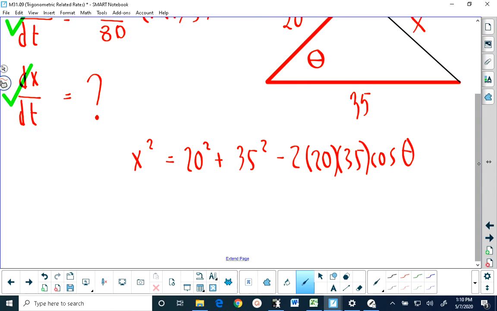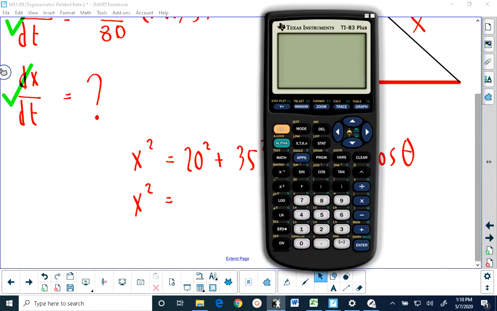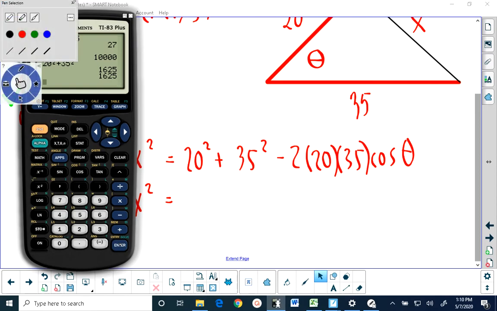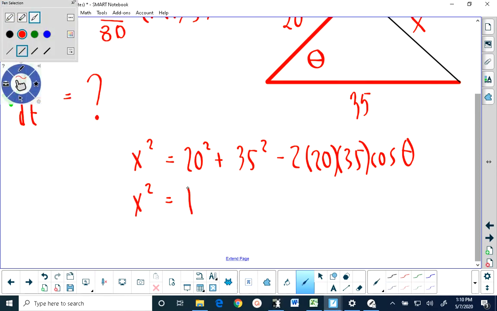It would be nice to simplify this a little bit before we go on. x squared equals 1625 minus 1400 cosine of theta.